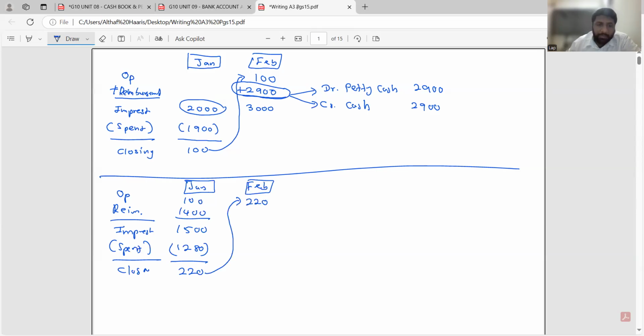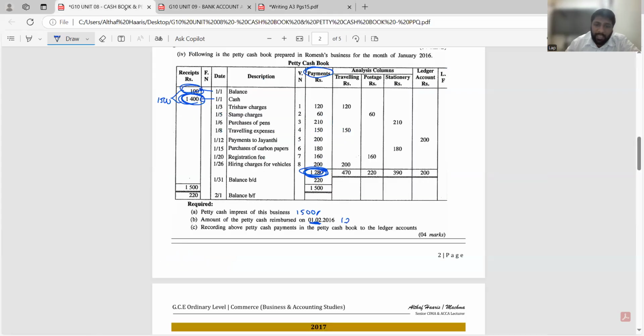220. So again, to take it to the imprest level, which is 1500. Now petty cash has only 220. To take it to 1500, how much should the petty cashier get from the main cashier? Here it is 1280. The main cashier should give 1280 to the petty cashier on February 1st, morning itself. Then only in the petty cashier's wallet, he will have 1500 to run the month nicely.